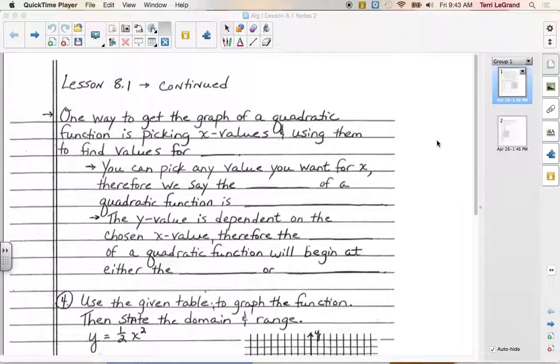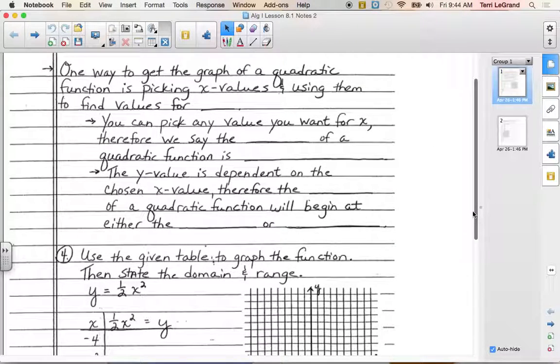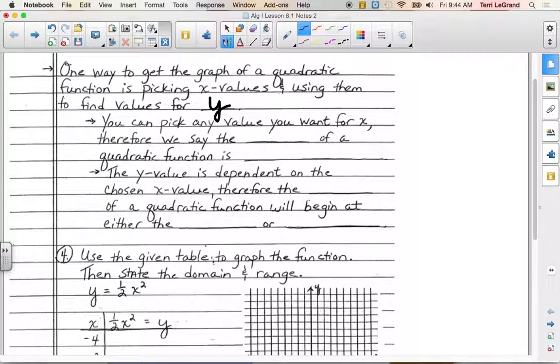On lesson 8.1, this is just one of the ways to get the graph of a quadratic function. In fact, it's the way that we could do for any type of function, but we are specifically in quadratic functions right now. So one way, the first way I'm going to teach you, which you have already done, is to pick x values, substitute those in, and what do you get when you substitute those in? What's the result? You get the y value, yeah. You get your y value for that ordered pair.